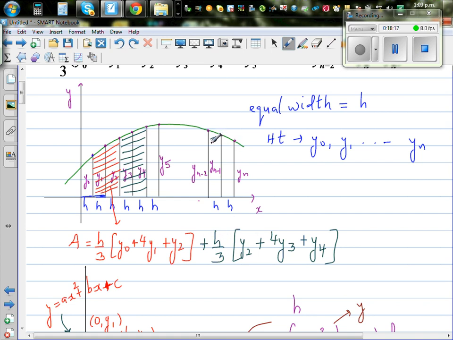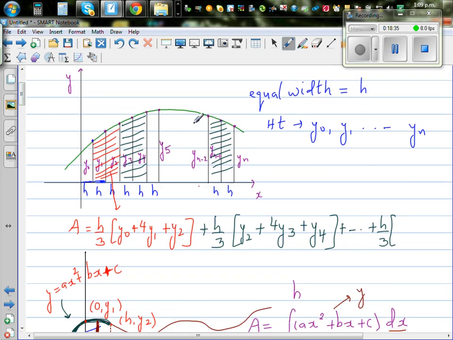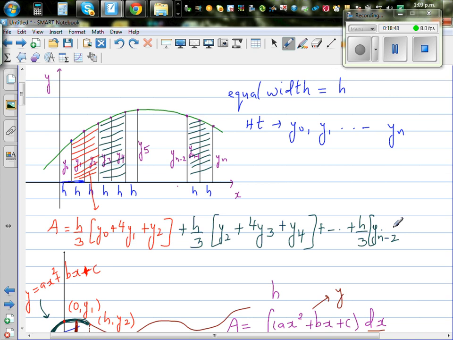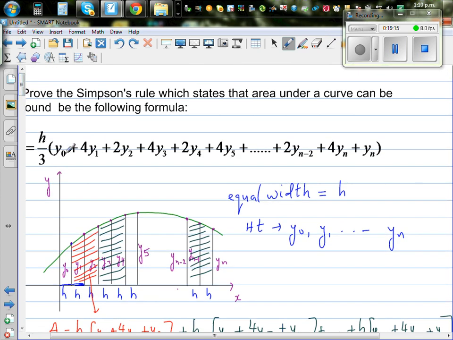Okay, and if you take the last 3 points, plus dot dot dot plus h over 3 times y n minus 2. This will be repeated from this one. So let me scroll this slightly to this side. y n minus 2 plus 4y n minus 1 plus y n. I hope I have not confused you. So when you simplify this, y0 and y1 will not have any coefficient. The middle height will be 4 times, and y2 plus y2 will make it 2y2. You can simplify this if you want to.